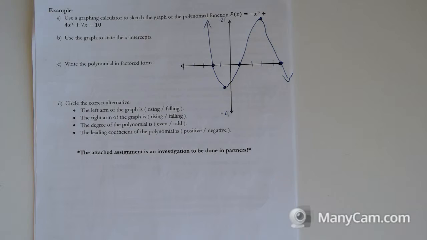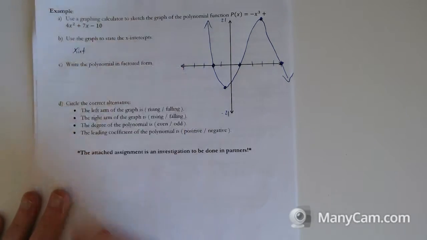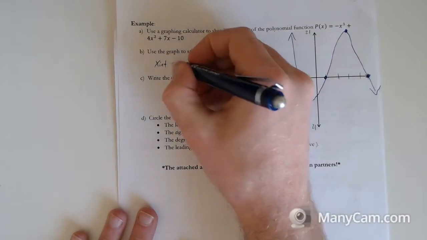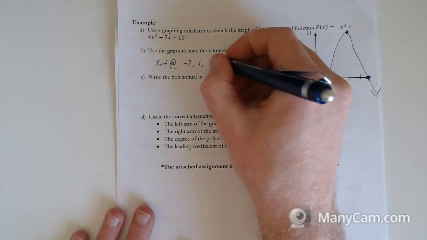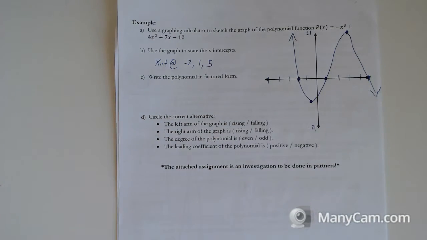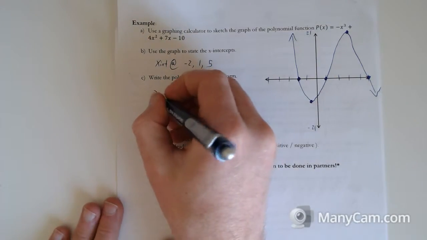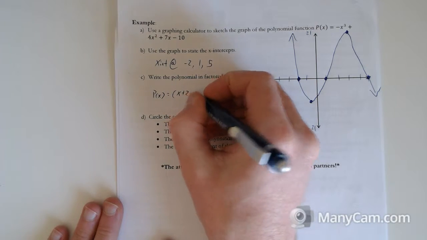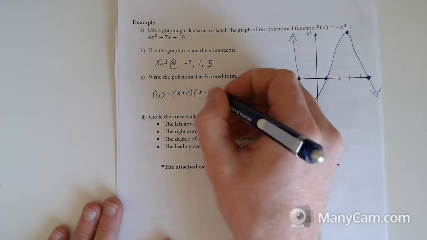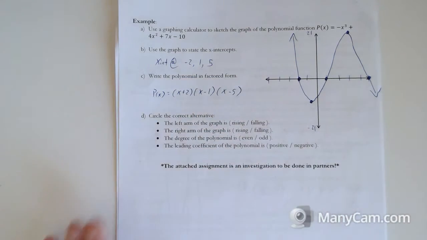Use the graph to state the x-intercepts. So x-intercepts at -2, 1, and 5. Write this polynomial in factored form. So p of x is equal to x plus 2, x minus 1, x minus 5.